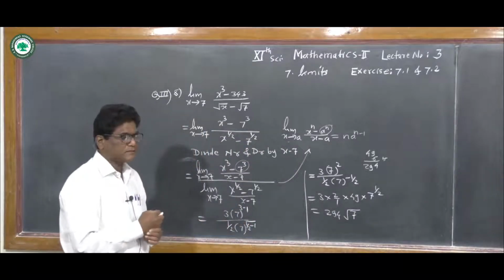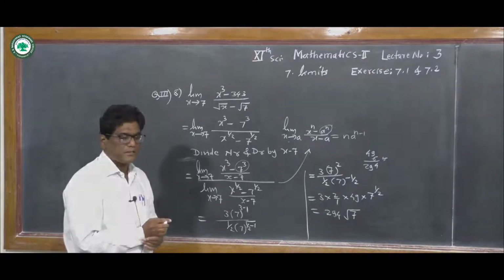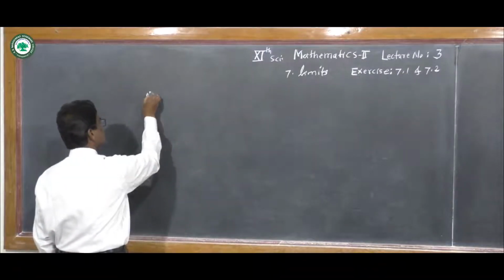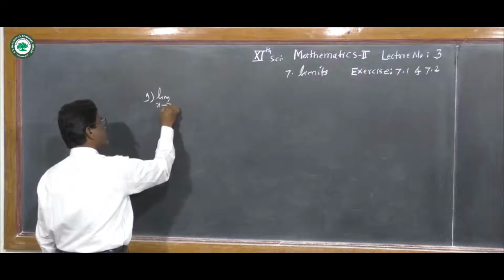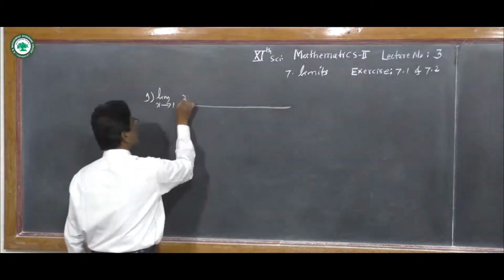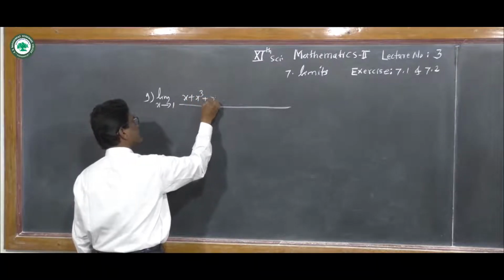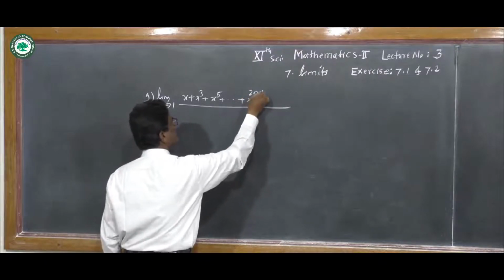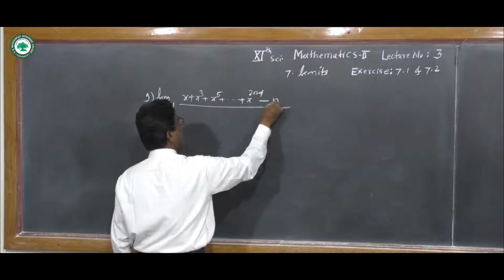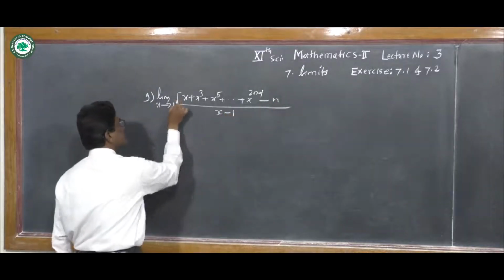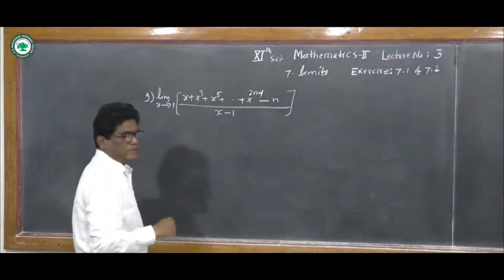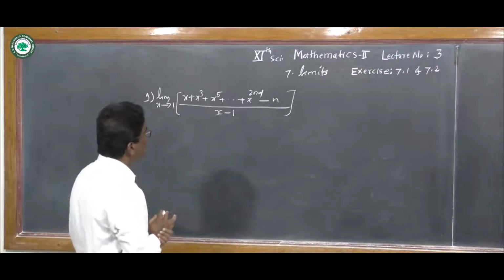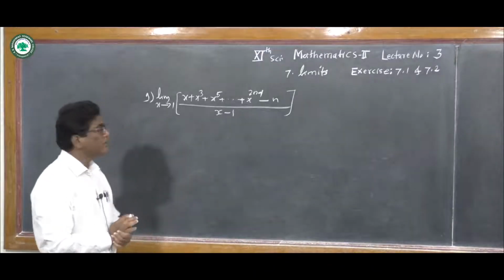Now we see the last 9th problem in this question number 3. The 9th problem: limit x tends to 1, x plus x cube plus x to the power 5 plus up to dot dot plus x to the power 2n minus 1, minus n, divided by x minus 1. This is the 9th problem.